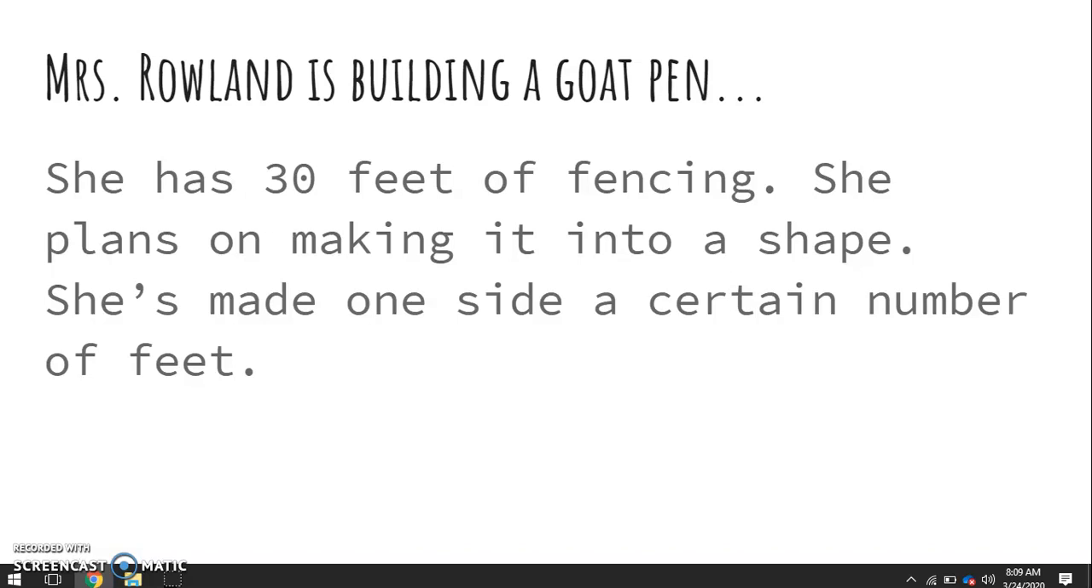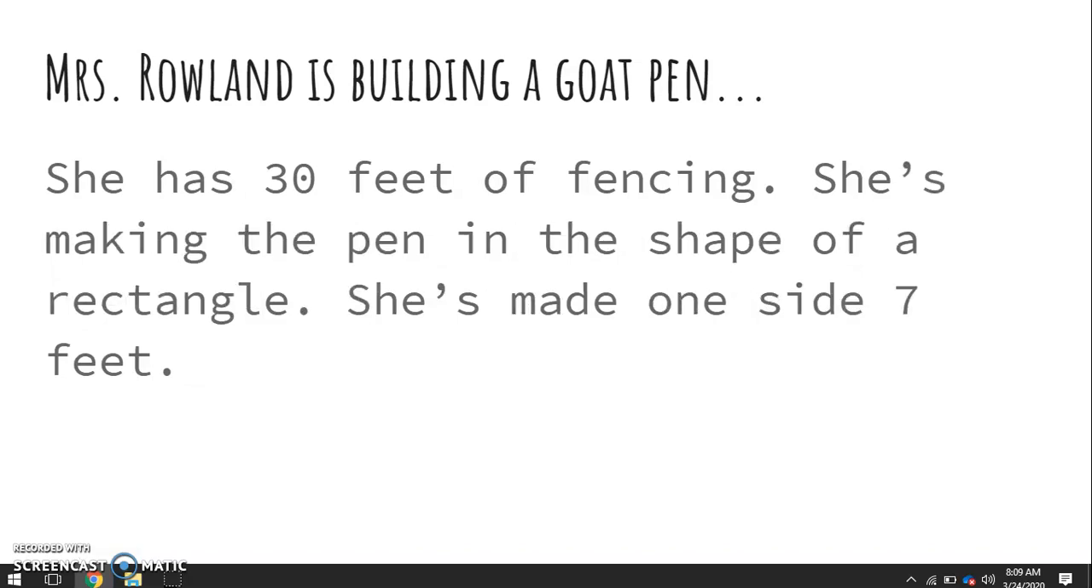Miss Rowland is building a goat pen. She has 30 feet of fencing. She plans on making it into a shape. She's made one side a certain number of feet. Let's think about this. She has 30 feet of fencing. What does that mean to our problem? Is that one of the sides? Or is that our total length of the shape or of the pen? That would be our total length of the pen of the shape. So 30 feet is actually our perimeter. That's important to know as we're reading this word problem. Let's get some more information.